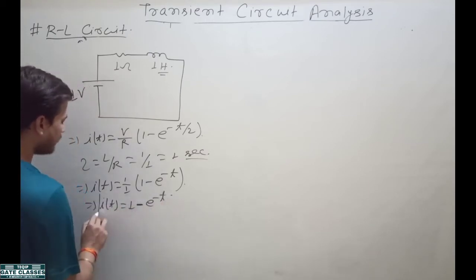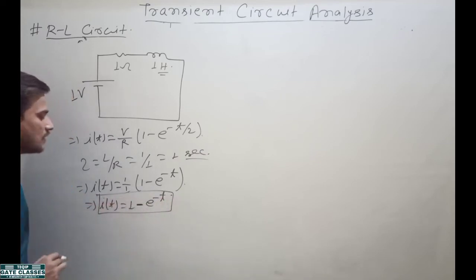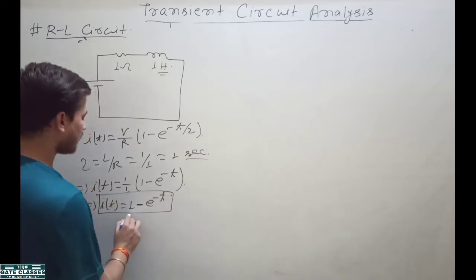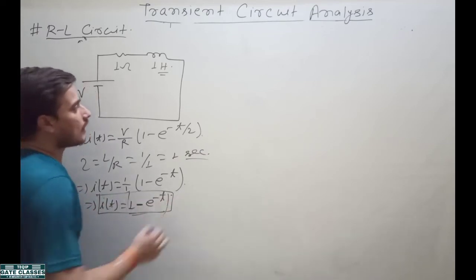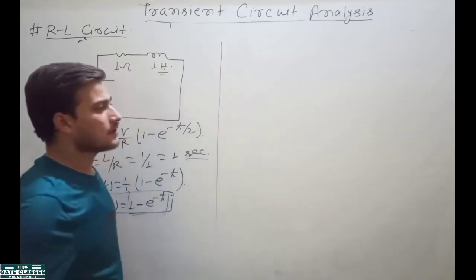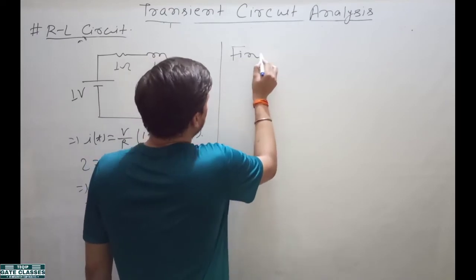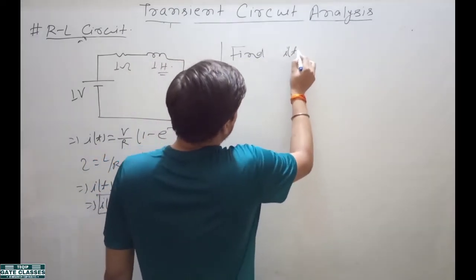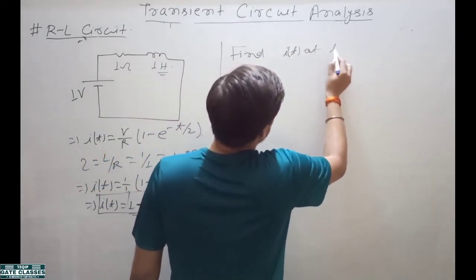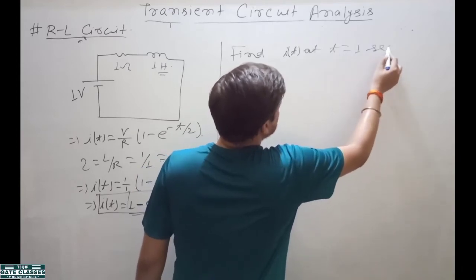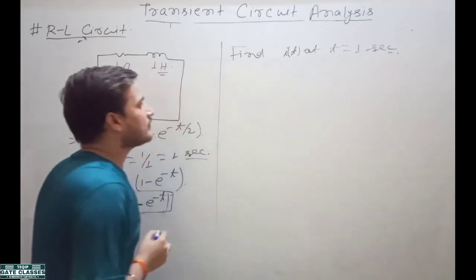IT is equal to 1 minus e to the power minus t. Clear? This is the expression of IT. Now in the numerical questions it will be asked that find IT at t equal to 1 second. Suppose they are asking you to find IT at t equal to 1 second.